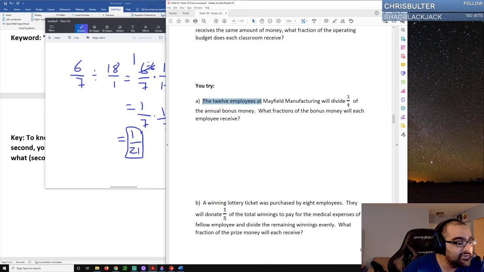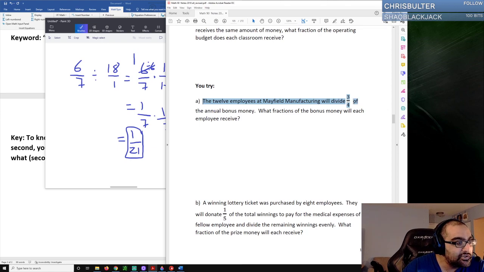It says the 12 employees at some manufacturing place divide 3/4 of the annual bonus money. What fraction of the bonus money will each employee receive? You're making the assumption here that every employee will receive the same amount of money. We don't know exactly how much that is, but we do know that 12 people are dividing that 3/4 evenly between all of them. So essentially we're taking that 3/4 and dividing it 12 ways so each person receives a fair and equal share of the money.